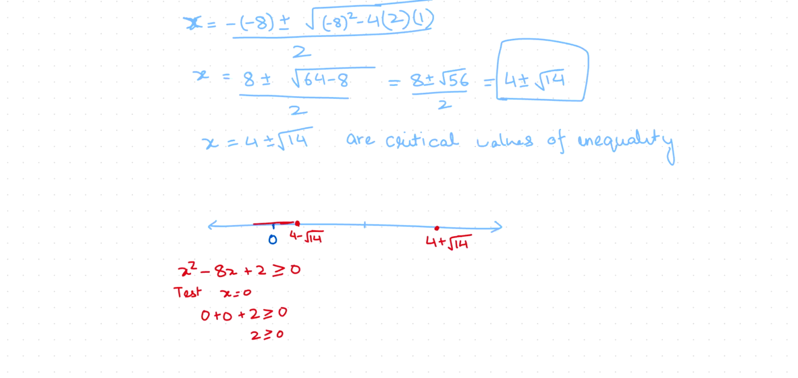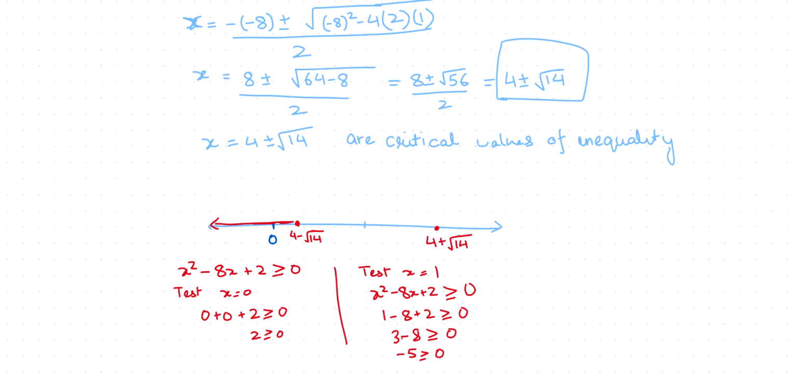Now let's check any point between 4 minus root 14 and 4 plus root 14. So let's test for x equal to 1. It comes out to be minus 5 is greater than or equal to 0, which is not true. So 1 is not a solution. 0 was one of the solutions. Now let's check any other point over here.